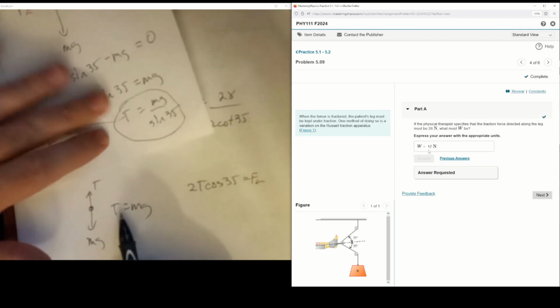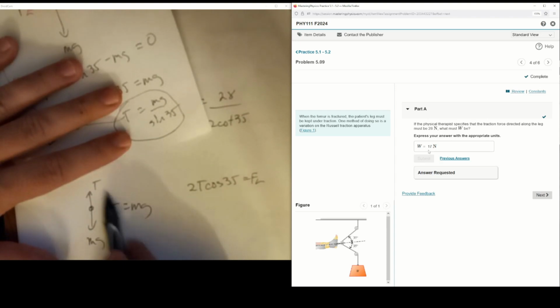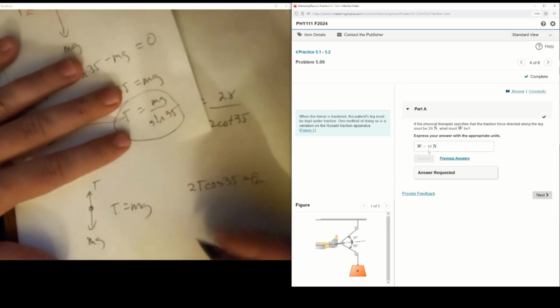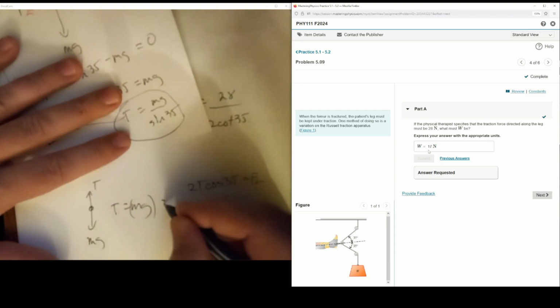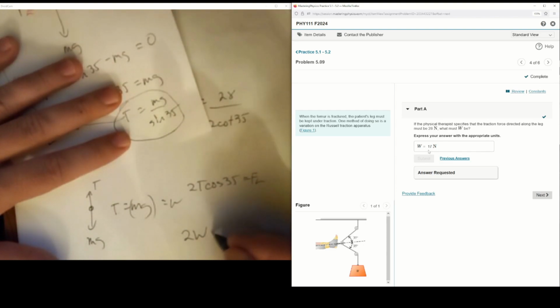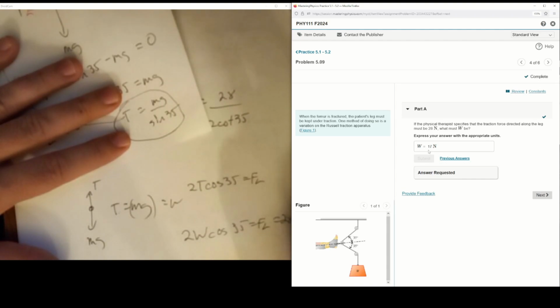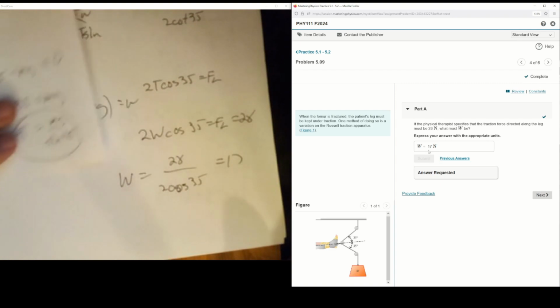However, if we say T just equals mg and ignore the force of the wall, then remember mg is ultimately weight here. We'll get 2 weight cosine 35 equals FL, which is 28. And then when we solve for weight, we'll get 28 divided by 2 cosine 35. And that is the 17 newtons there. Sorry if you can't see that. That's how they get the 17 newtons.